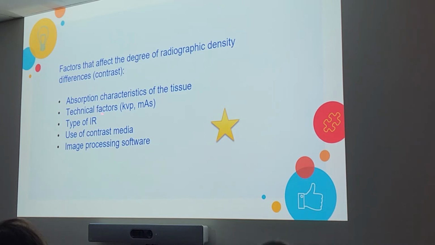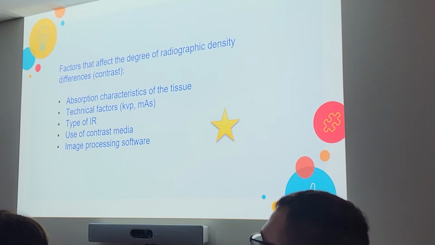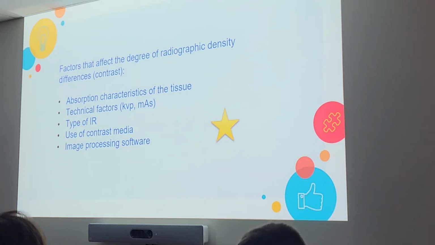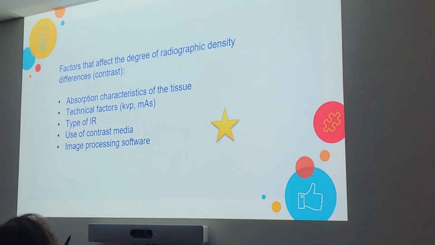Type of IR. Lately we have flat panel detectors, which are very efficient in producing great contrast resolution. And then use of contrast media. Of course, if we use contrast, that's going to affect our contrast resolution, right? And then image processing software. Nowadays with the fancy digital equipment, we're able to manipulate how the image looks, right? You've probably seen the tech manipulate the image after to make it look nice and bright.